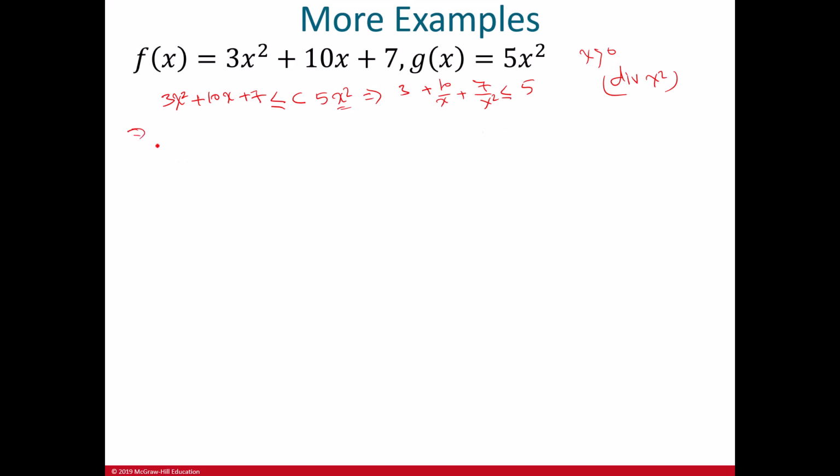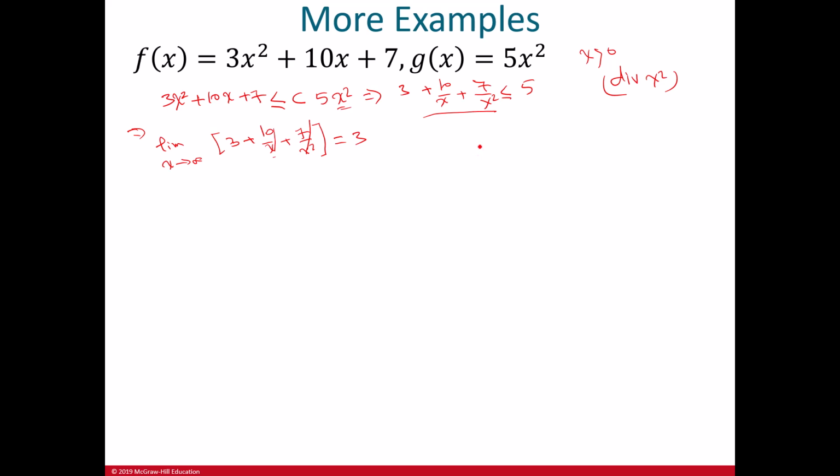Alright, next, I have this now, so I'm going to take the limit for this part. I'm going to get the limit as x approaches infinity for the term 3 plus 10 over x plus 7 over x^2. When I do that, these two terms will be infinitesimally small. So this will be 0, this will be 0, and the limit will be just 3.